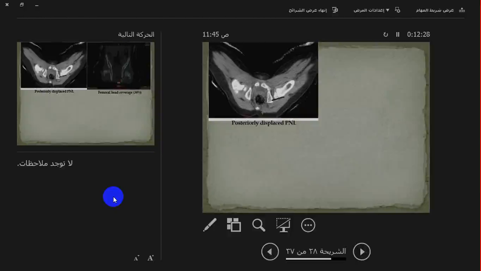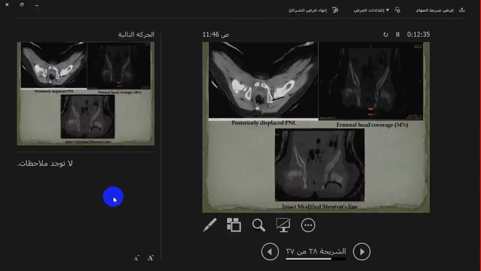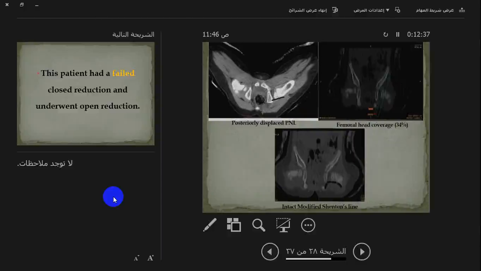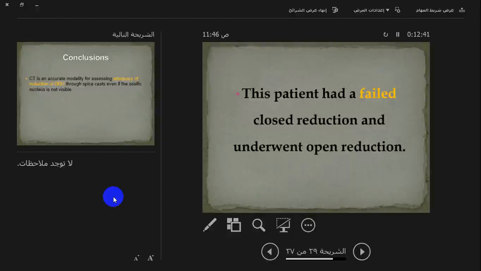Okay? So this is a posterior displaced neckline. Femoral head coverage was 34%, and there was an intact modified Shenton's line. This patient had a failed closed reduction and underwent open reduction.